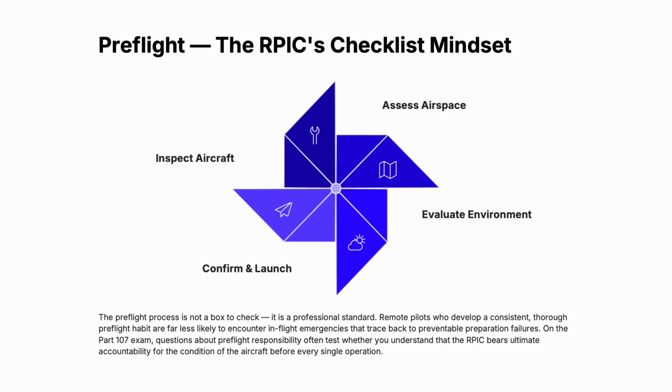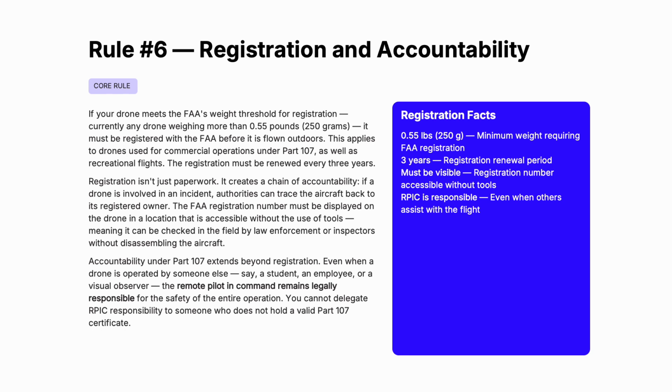to something preventable. And on the exam, when you see a pre-flight question, the FAA is really testing one core idea. The RPIC carries ultimate accountability for the condition of the aircraft. Before every single flight, no exceptions.